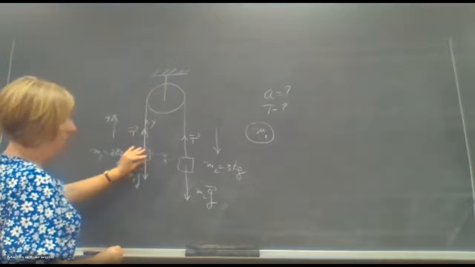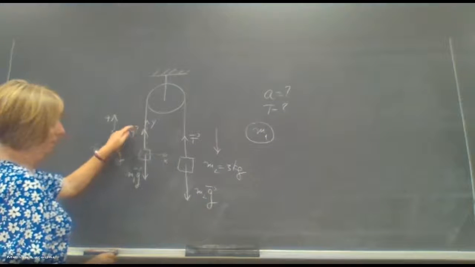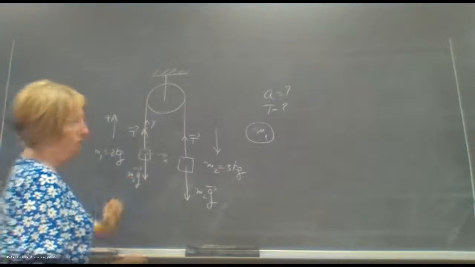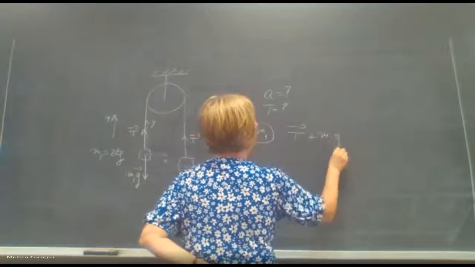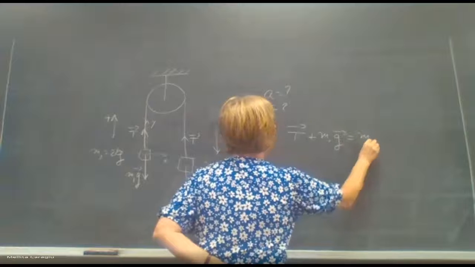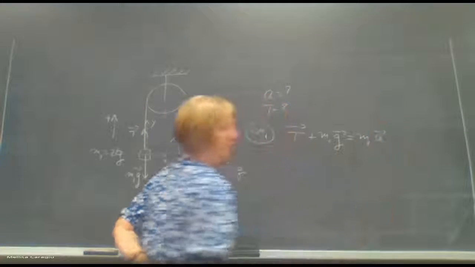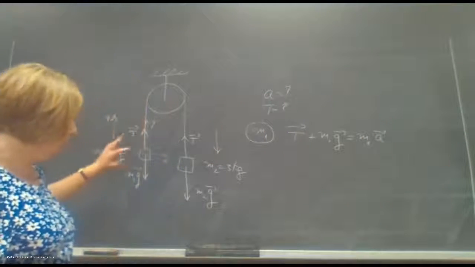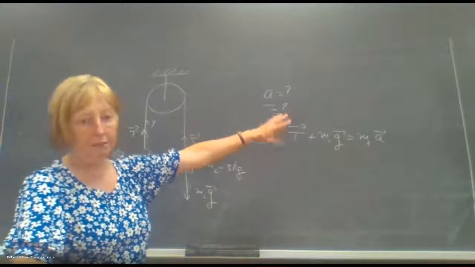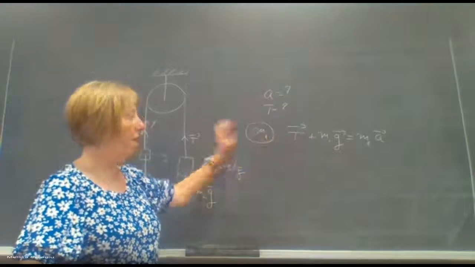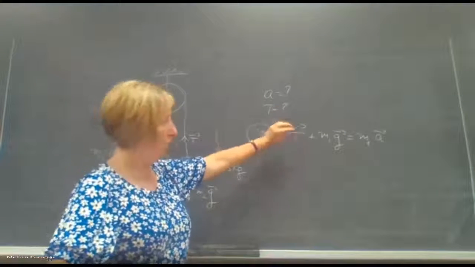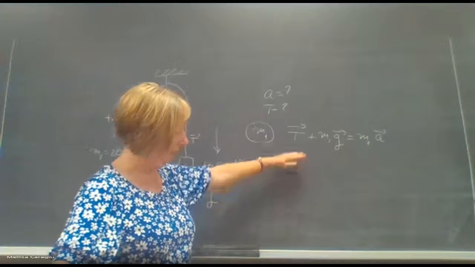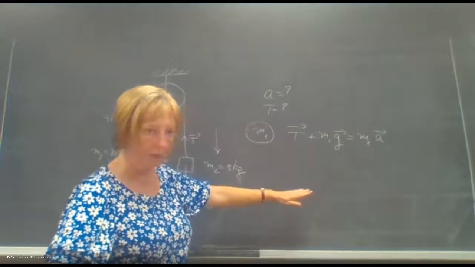So let's see, sum of all forces for this one. T vector plus M1G vector equals M1 times its acceleration vector. That is writing Newton's second law for object M1. What did I say? From one vector equation, you end up with two scalar equations.